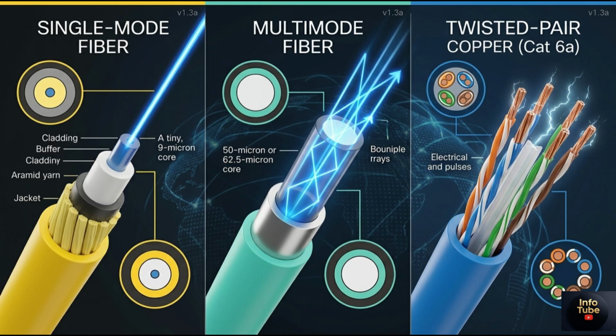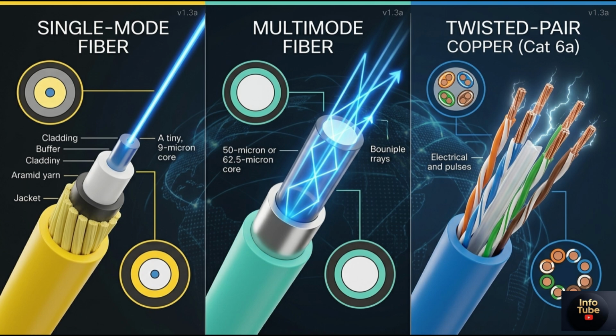Then we have copper cabling, specifically the twisted pair cables you see in most offices. Instead of light, copper uses electrical pulses. It is very affordable and easy to install, but it is limited to a distance of 100 meters and can be affected by electrical interference from things like fluorescent lights or heavy machinery.